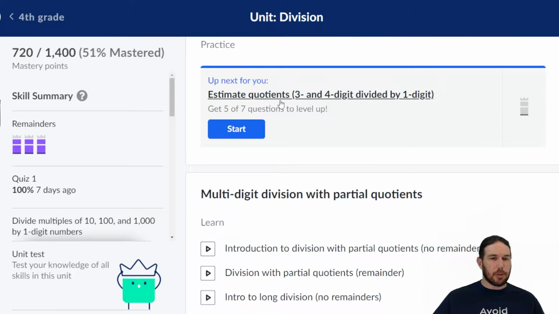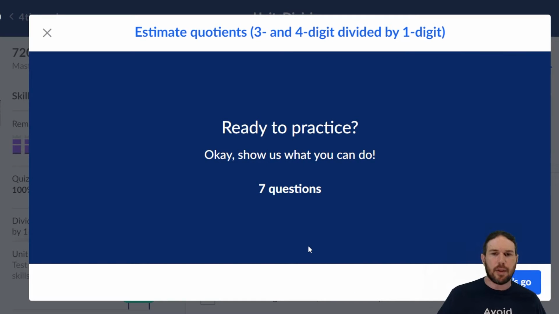We skipped estimate quotients, 3-digit and 4-digit divided by 1 digit, so let's go ahead and do that now. Estimation, finally, something with a little bit of practical use. Let's go.